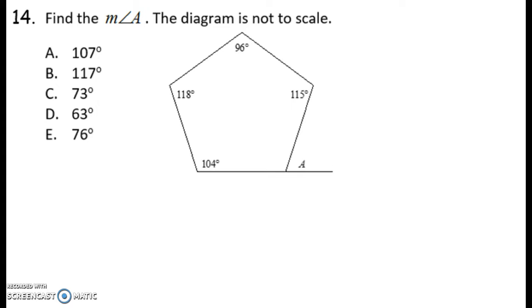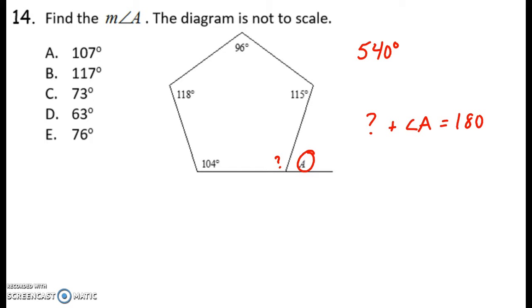In 14 here it says find the measure of angle A. Notice A is an exterior angle. A and this unknown angle here are linear pairs. They add to 180 degrees. So I can say that the question mark plus angle A is equal to 180 degrees. So now I have a 1, 2, 3, 4, 5-sided figure. A pentagon has a total of 540 degrees. Use the formula if you need to, n minus 2 times 180.